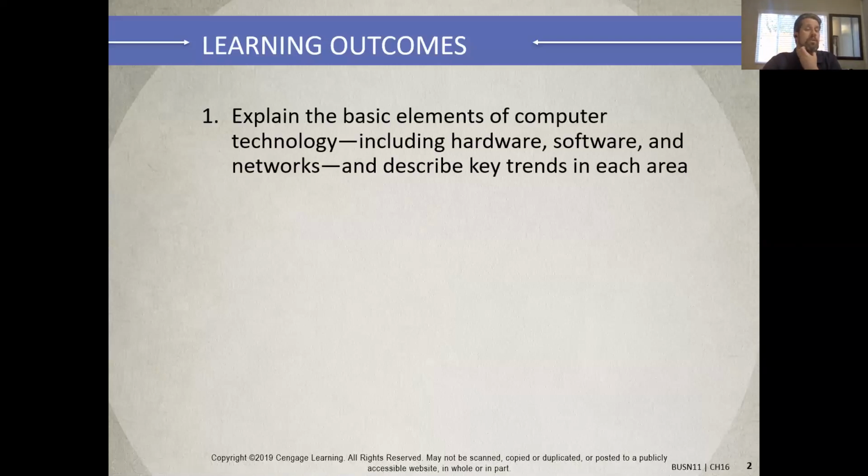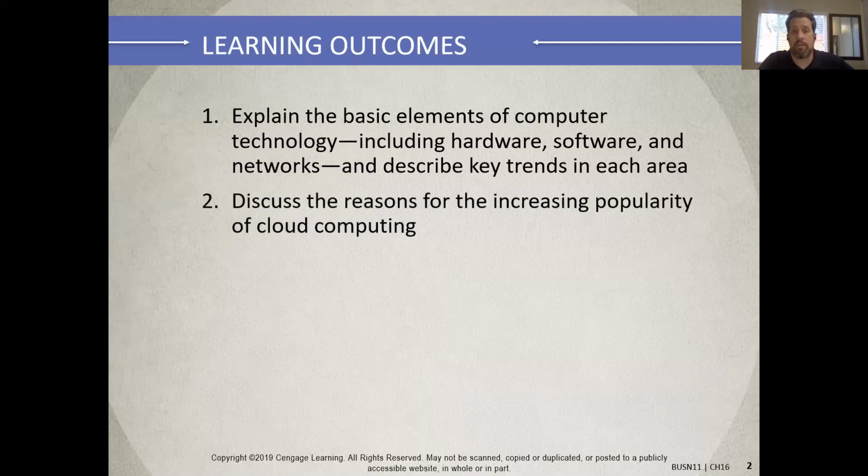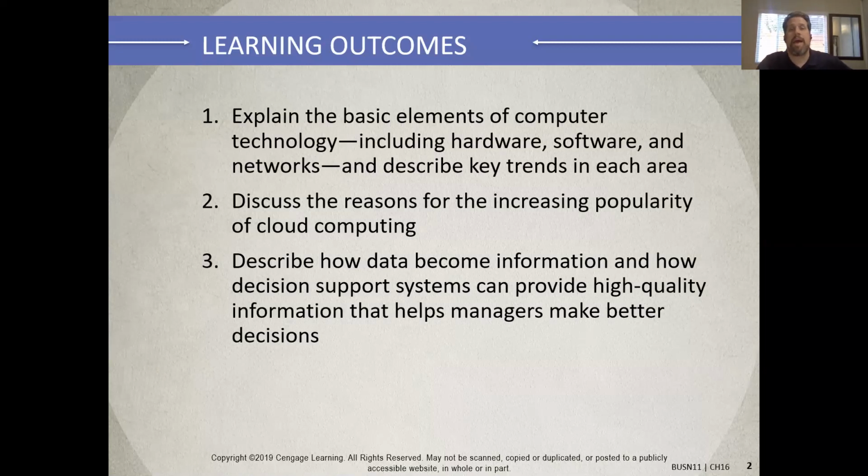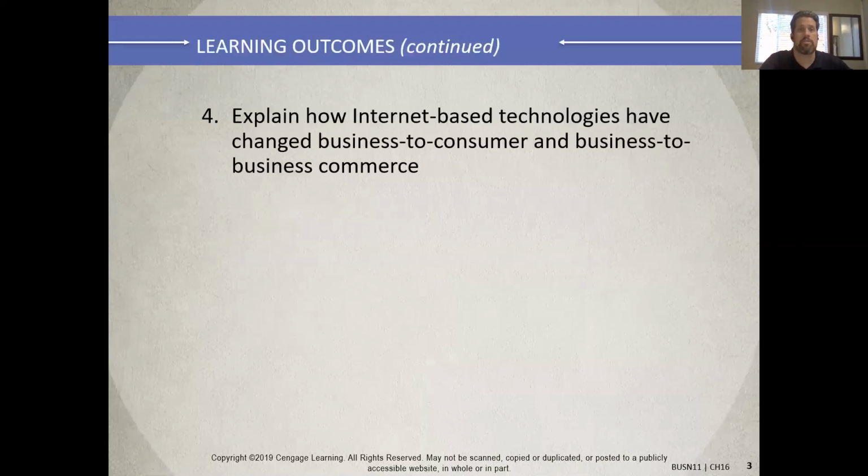We'll start as we always do, talking about what our learning outcomes are. We're going to take a look at the basic elements of computer technology, hardware, software, networks, and describe key trends in each area. We're going to discuss the reason for increasing popularity around cloud computing, describe how data becomes information and how decision support systems can provide high quality information that helps managers make better decisions.